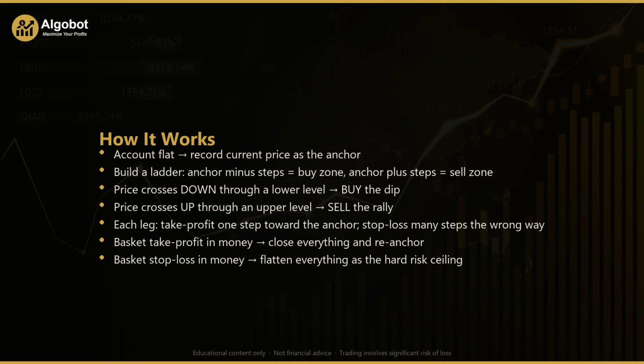On top of the individual legs sits a basket money management layer. The strategy continuously adds up the floating profit and loss of every open position. If that total floating profit reaches the basket take profit target, the strategy closes everything at once, banks the net result, and re-anchors a fresh grid. If instead the floating loss reaches the basket stop loss limit, it flattens the entire basket.